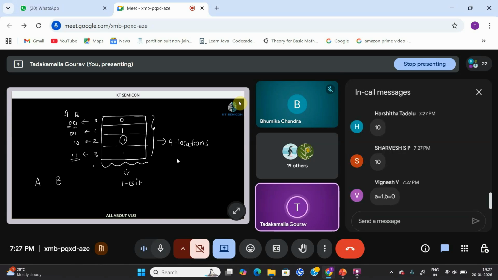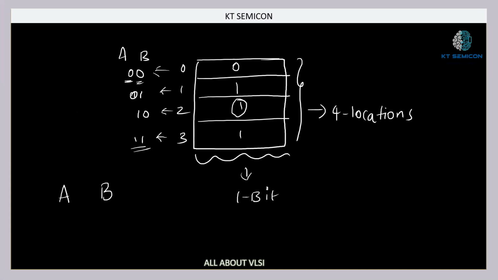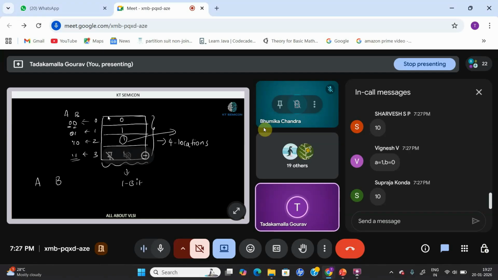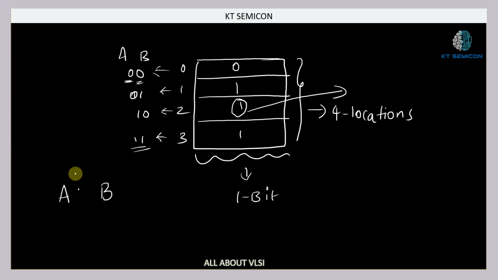A should be equal to 1, B should be equal to 0. If you provide this particular address, then you are able to access this particular data. Am I right or wrong? So if I give this RAM to you and ask you to take this data out from this location, you are going to provide the address AB equal to simply 10.